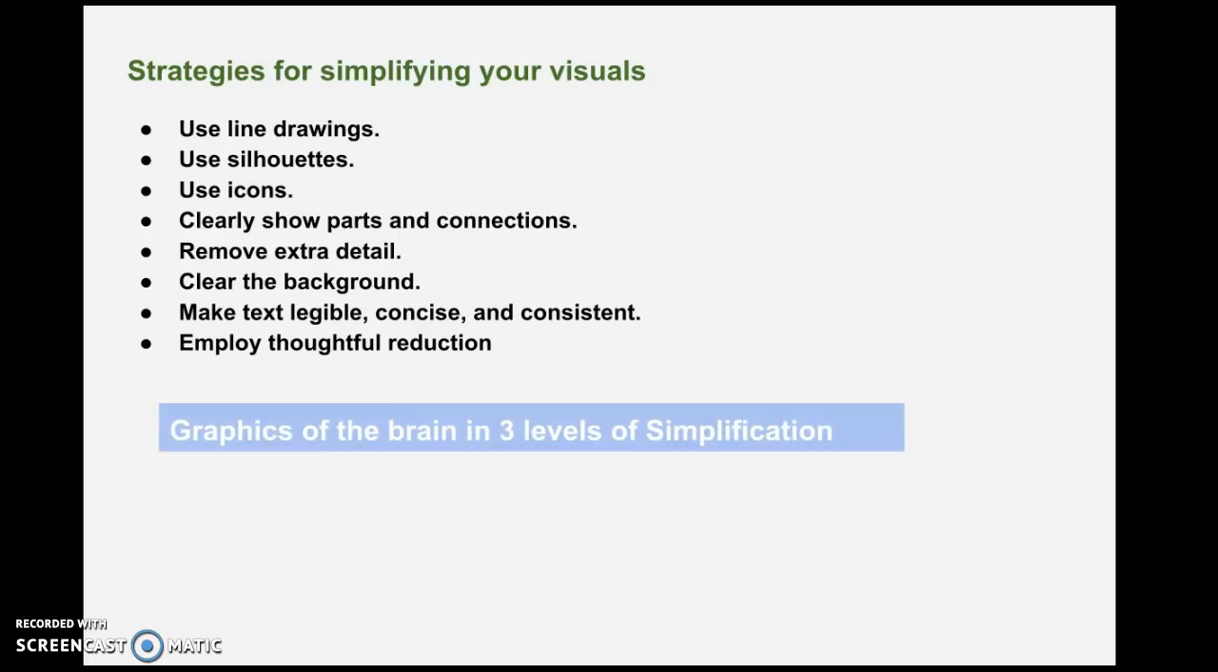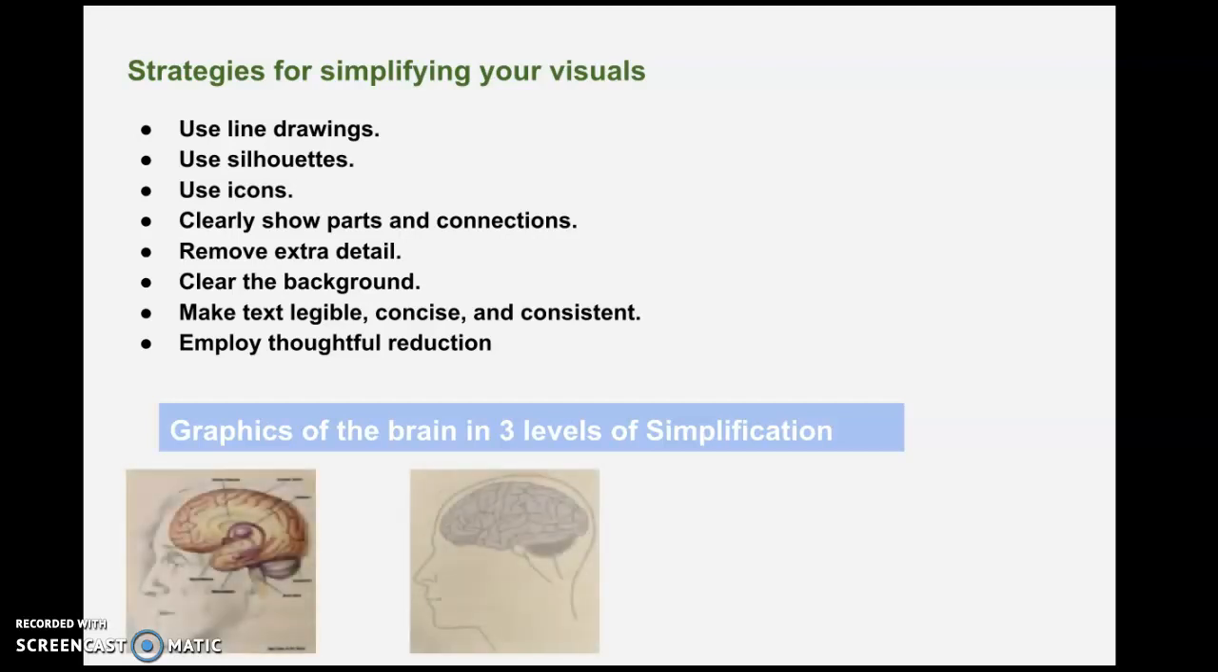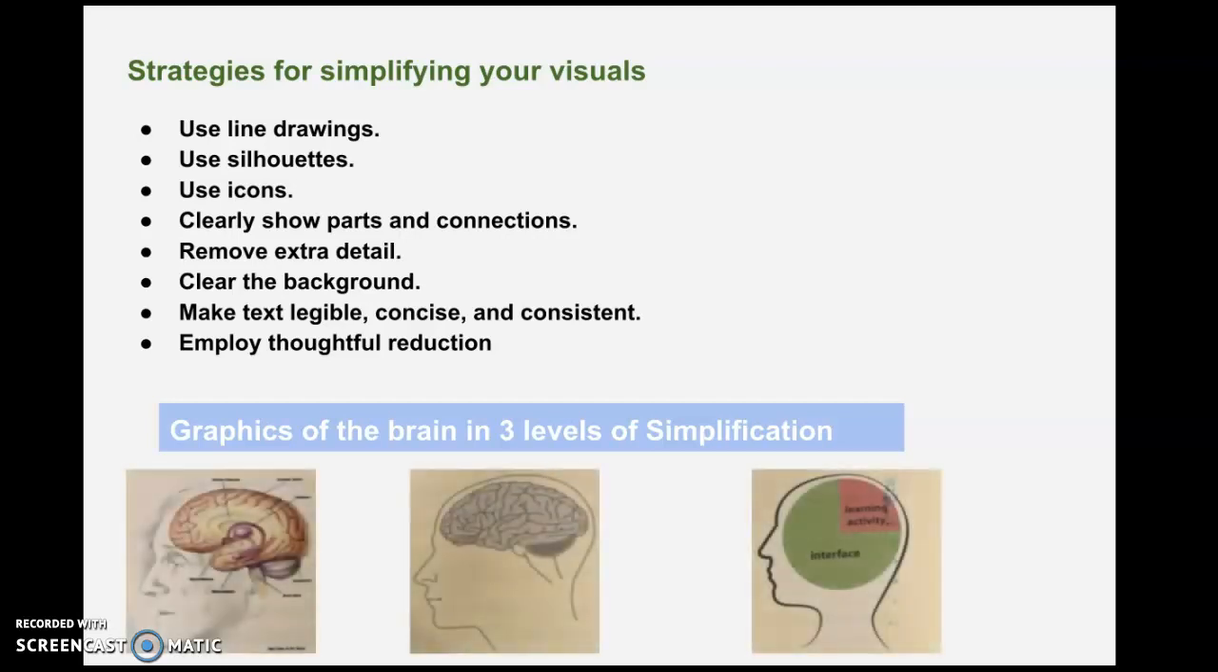Here's an example of 3 graphics of the brain in 3 levels of simplification. Brain number 1, brain number 2, and brain number 3. So as you can see, brain number 3 is very simple, very simplified visual of the brain. This is what we want.